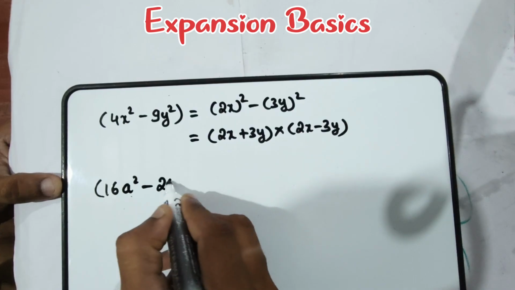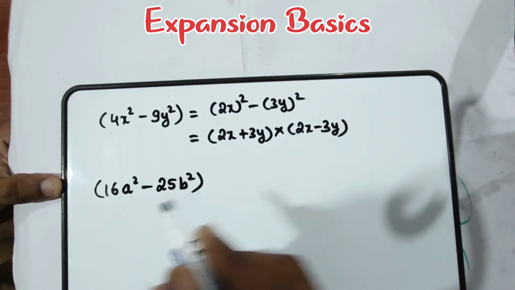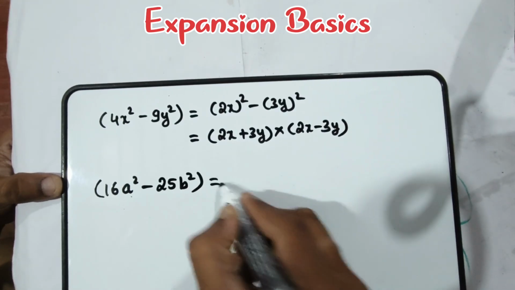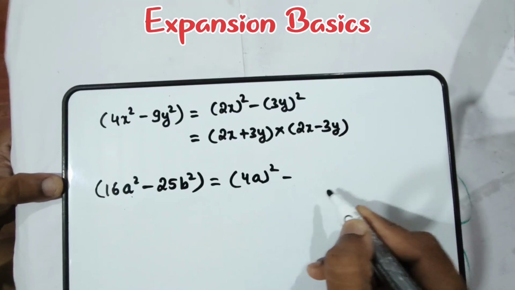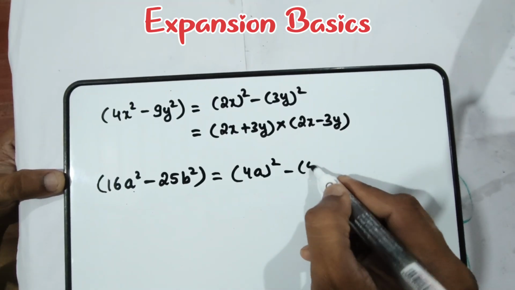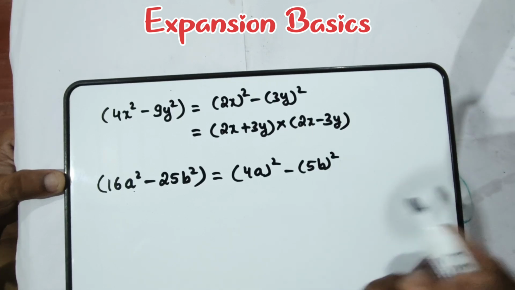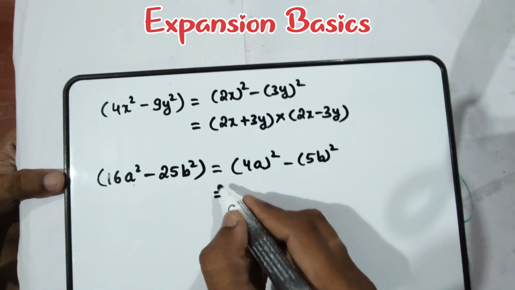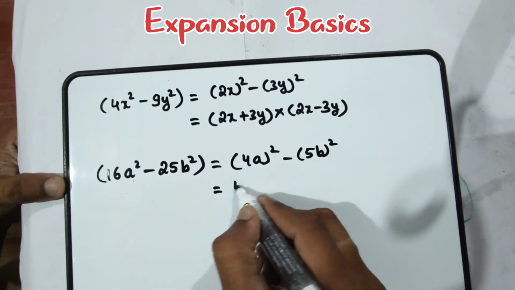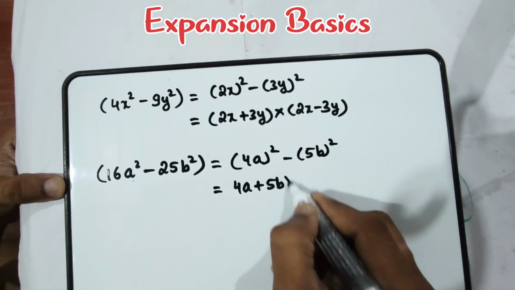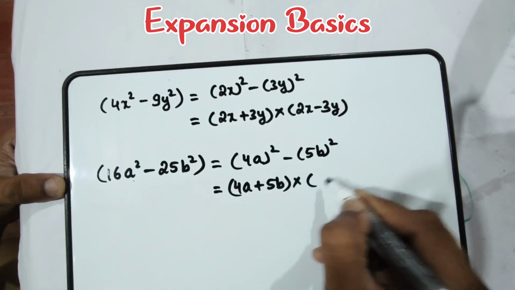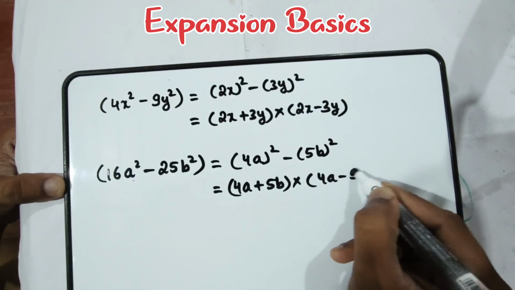16a square minus 25b square. It can be written as 4a bracket square minus 5b bracket square. Again it is a square minus b square, a plus b into a minus b: 4a plus 5b into 4a minus 5b.